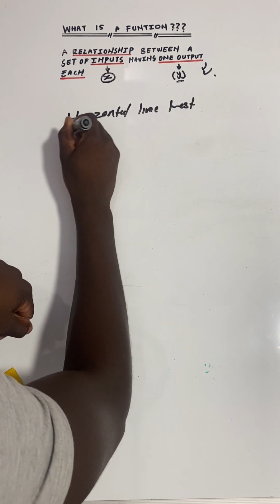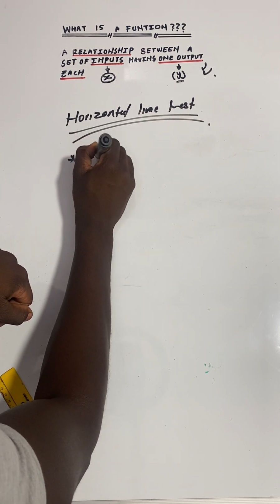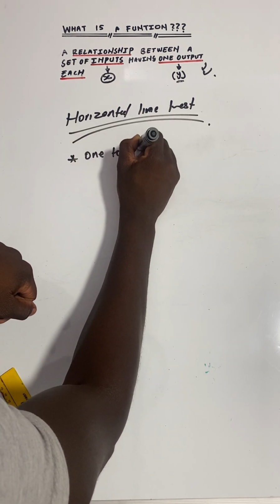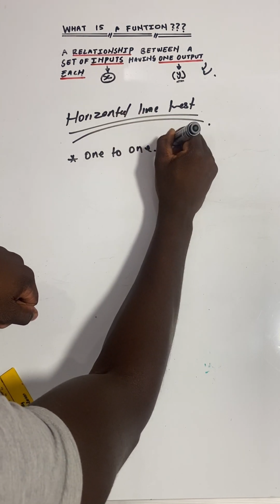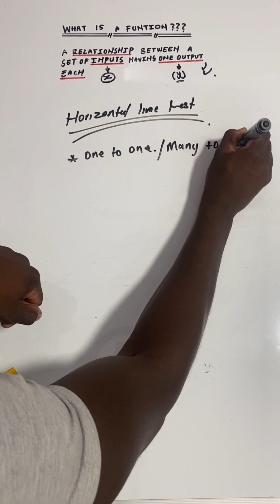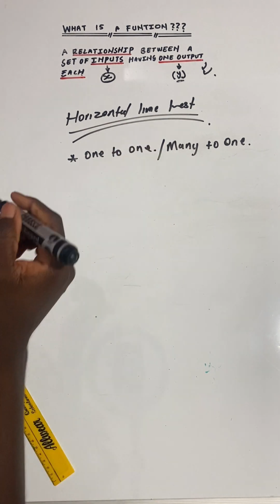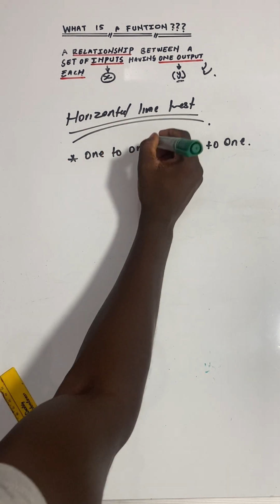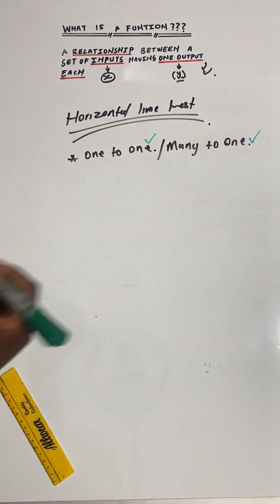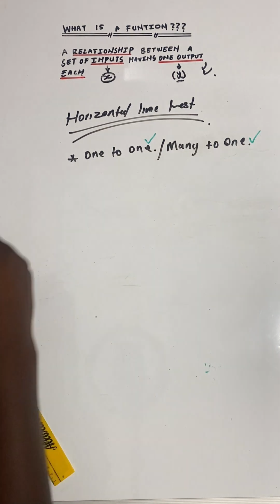Now, this is used to check if a graph is a one-to-one or a many-to-one. Remember, we don't have a one-to-many, and a one-to-many is not a function. So we are only checking at these two here, a one-to-one and a many-to-one function, right? Okay, now let us check at how this horizontal line test works.